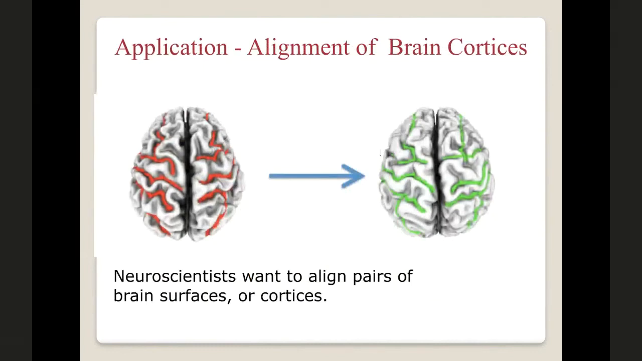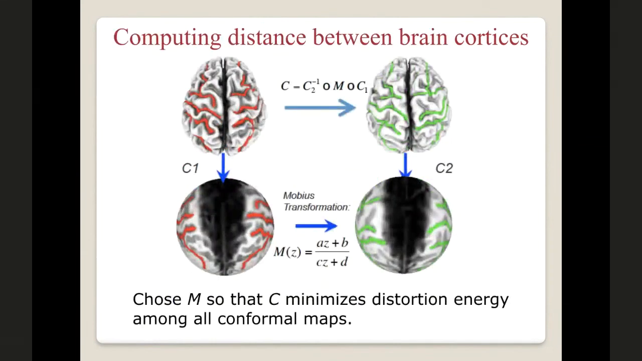Let me finish with an application to brain cortices. Neuroscientists want to align pairs of brain cortices in order to measure their similarities and differences. When they do so, they think that a good alignment occurs when these principal sulci, these valleys which separate pieces of the brain, align fairly well. So we were able to take images of brain surfaces and automatically align them.